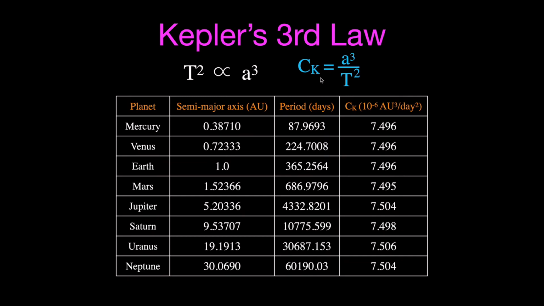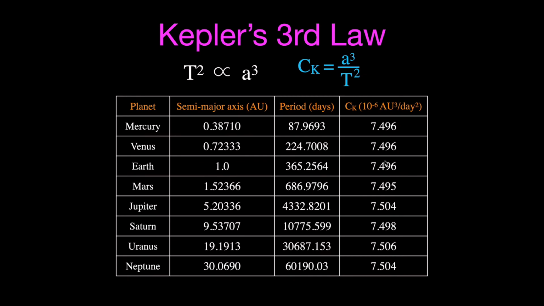And if you take the cube of the semi-major axis measured in astronomical units and divide that by the square of the period measured in days, you will come up with Kepler's constant for our solar system, and you can see that that value is the same for all of the planets in our solar system, about 7.5 times 10 to the minus 6 AU cubed divided by day squared. So you can see for each planet, you get the same value. This is Kepler's constant for our solar system.